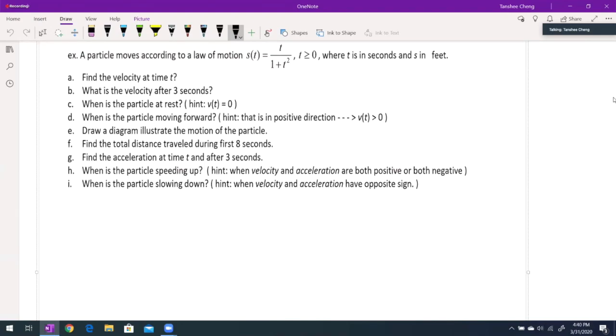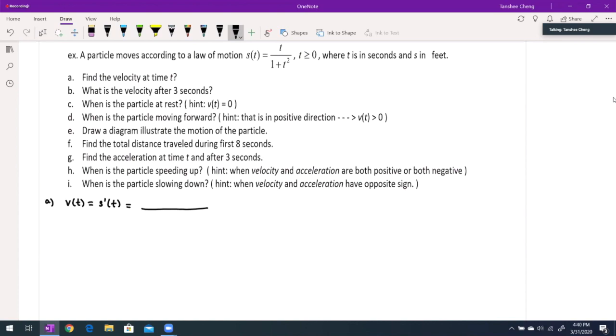So part A is basically asking us to find the velocity at time t in general. That's talking about the velocity function, which is the first derivative of the position function. So when I take derivatives, I will have to use the quotient rule.